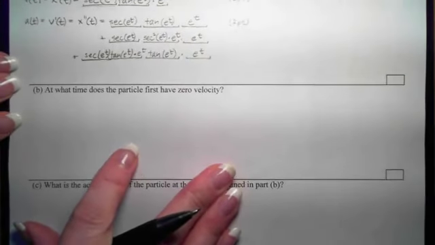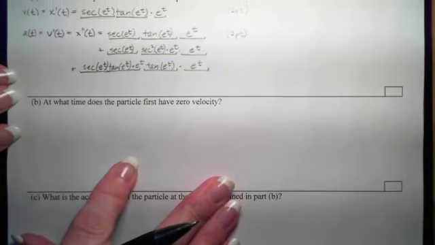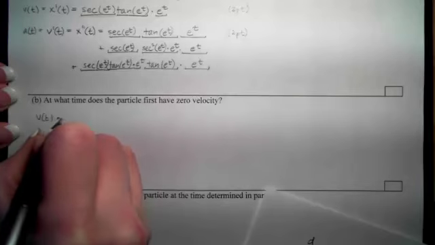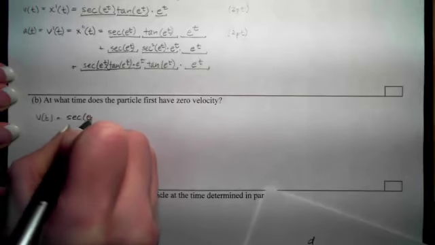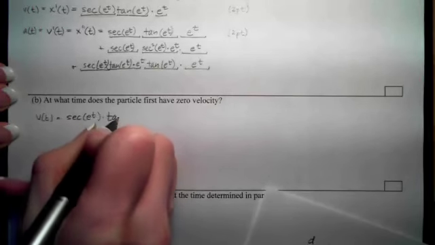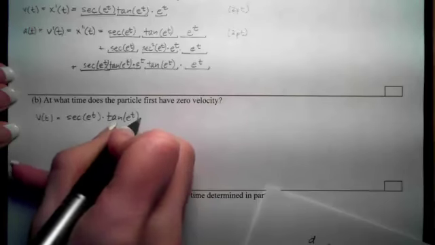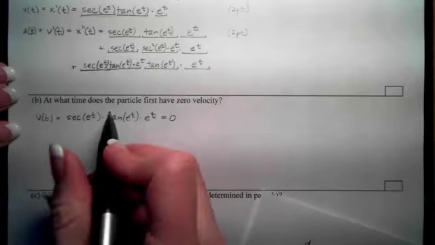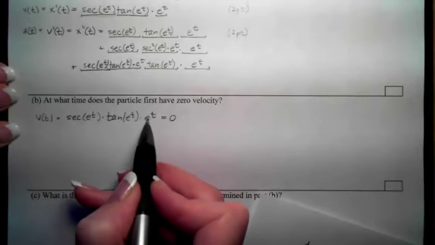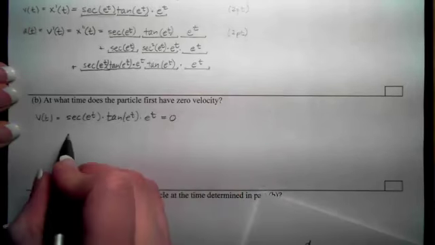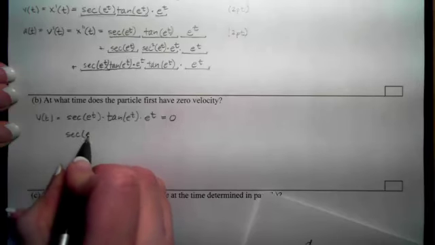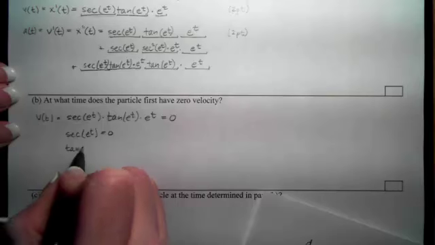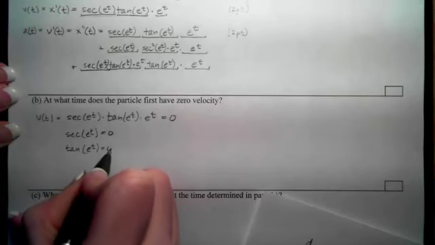So now let's continue on to B. B says, at what time does the particle first have 0 velocity? So my velocity, which was secant times tangent times e to the t, needs to equal 0. Well, here we've got 3 terms multiply to give me 0. The only way that can happen is if one of the terms, one of the factors, equals 0.